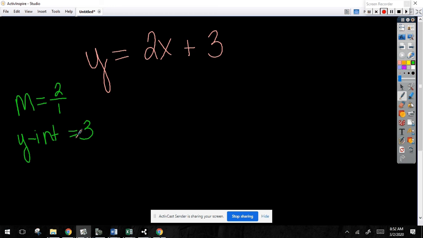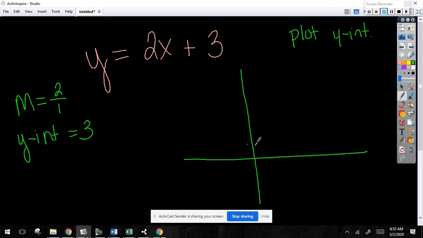You're exactly right. What if I asked you to graph this? Do you have enough information to graph this? Sure. If you have one point and you have a slope, you have enough information to graph. Here's what we're going to do. We're going to plot the y-intercept. What does that mean? Put the point there, right? 1, 2, and 3.